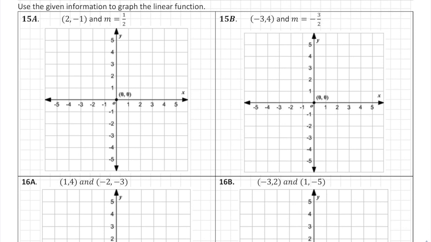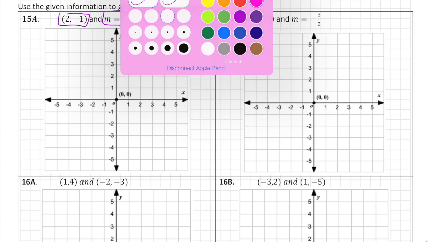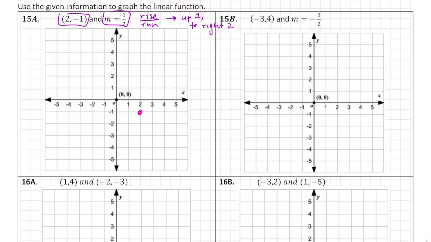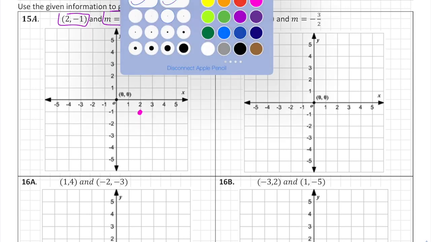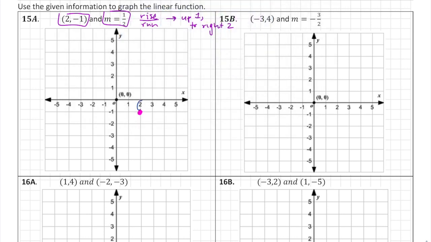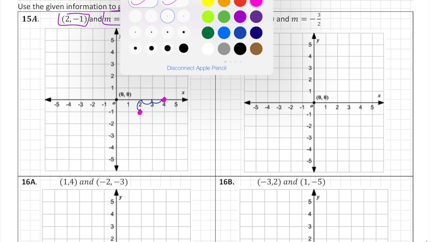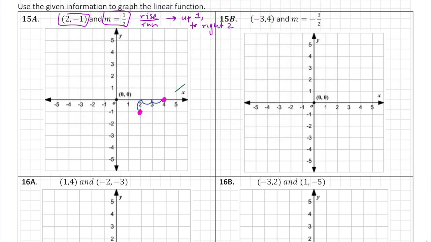Use the given information to graph the linear function. Here they give me a point and a slope. Remember, this is a rise over run, which means I go up 1 to the right 2. Let me plot this first point at 2 comma negative 1. And I'm going up 1 to the right 2, so my next point would be right there. Once I plot 2 different points, I have enough to graph a line. And it's as easy as that.